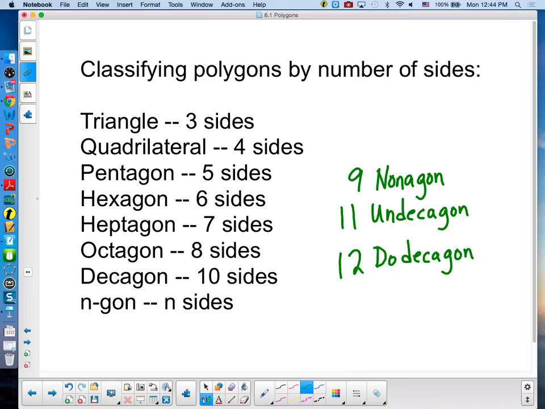Right, where was I on my list? 5 was pentagon, 6 is hexagon, 7 is heptagon. Now you have to spell those close enough that I know whether you mean hexagon or heptagon. You can't go hextagon. I'm not going to count that right on either one because I don't know which word you want. Okay, then octagon, which would be easy to remember because, okay, stop sign.